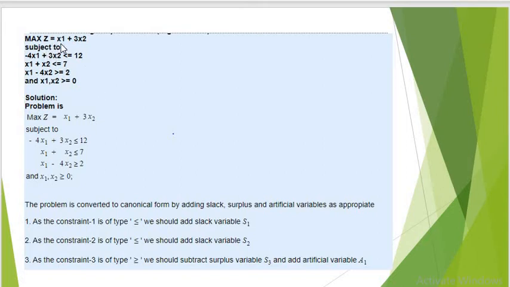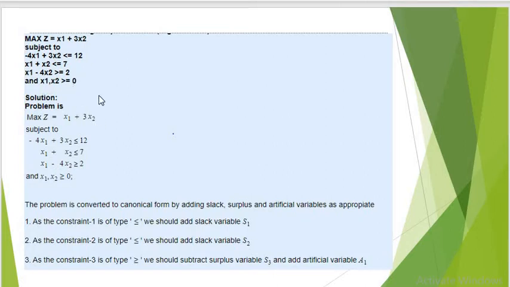Maximize z equal to x1 plus 3x2 subject to the constraints minus 4x1 plus 3x2 less than or equal to 12, x1 plus x2 less than or equal to 7, x1 minus 4x2 greater than or equal to 2, and x1, x2 greater than or equal to 0.